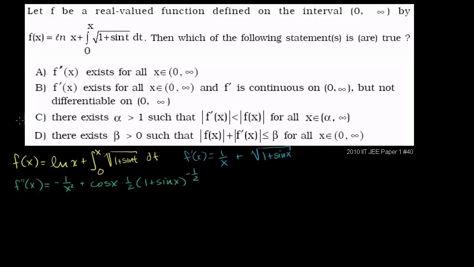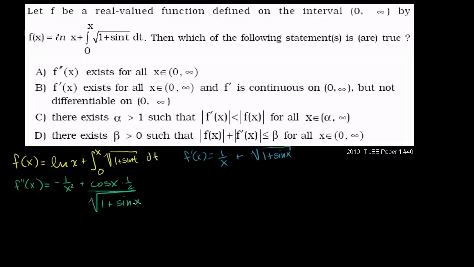Now let's look at the choices. The first choice says the second derivative of the function exists for all x greater than 0. If you're going between 0 and infinity, not including 0, that's essentially for all x greater than 0. Let's see if that is true. The first term would be undefined if x is equal to 0, but that's not in the interval. Now when you take something to the negative 1/2 power, I can rewrite it in the denominator as the square root of 1 plus sine of x.